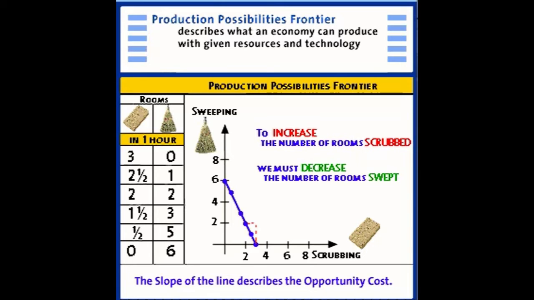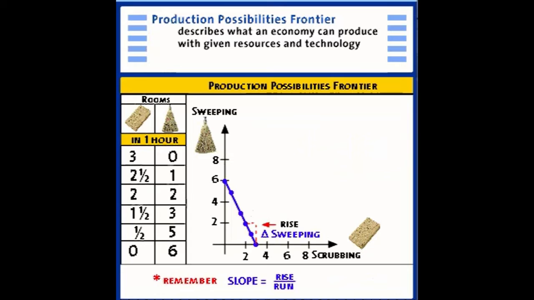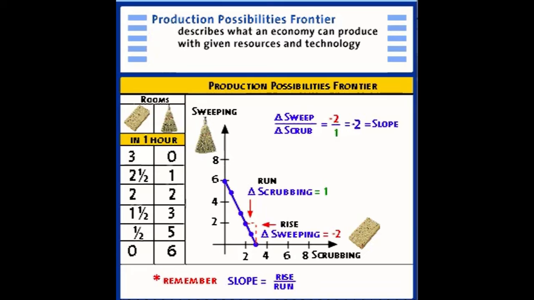So the rise, which in this case would be a change in Bernie's sweeping, a reduction in the amount of sweeping that Bernie is able to do, over the run, which would be the increase in scrubbing, is the slope of the production possibility frontier. And in this case, in order to have a change in scrubbing equal to 1 room, we get a change in sweeping equal to -2 rooms. For every room that Bernie scrubs, he gives up 2 rooms that he could have swept. The slope of this line is -2, and it's the opportunity cost of scrubbing for Bernie, measured in terms of the sweeping that he can't do.